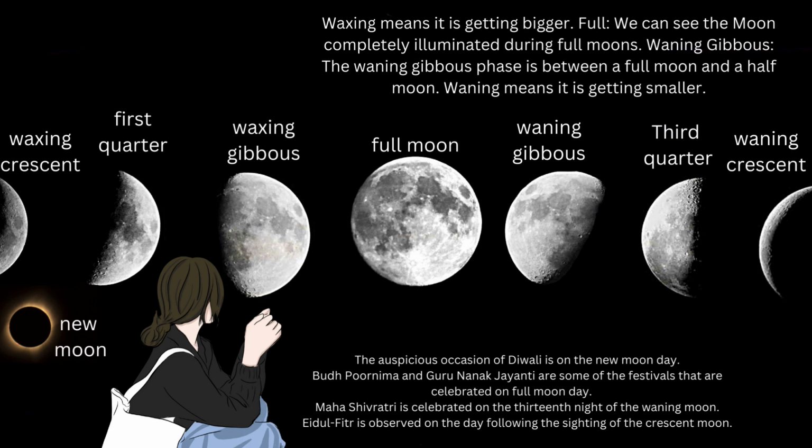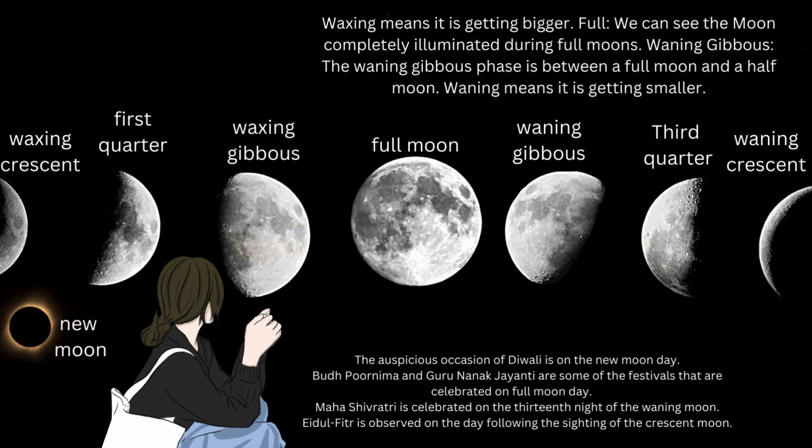7. Third quarter. At the third quarter phase, half of the moon's visible surface is illuminated, just like in the first quarter. However, during this phase, the opposite half is illuminated compared to the first quarter. 8. Waning crescent. Finally, the moon enters the waning crescent phase, where only a small crescent on the left side is visible. The illuminated portion continues to decrease until the next new moon.